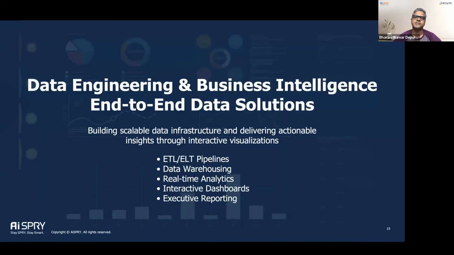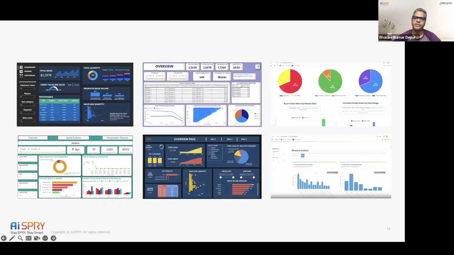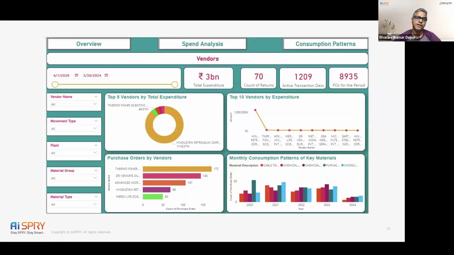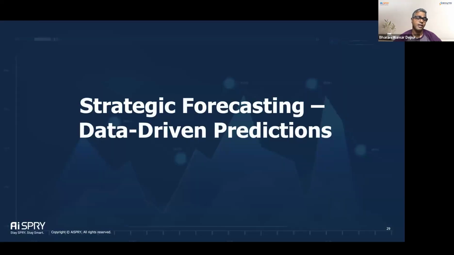So, of course, we build a lot of data warehouse and business intelligence solutions: ETL, ELT, data warehouse, real-time analytics, and so on and so forth. You end up creating reports using either Tableau, Power BI, Qlik, or Python. Using one of these tools, you create the reports and dashboards. Then, once the descriptive analytics or data analytics part is completed, you get into data science and predictive analytics.